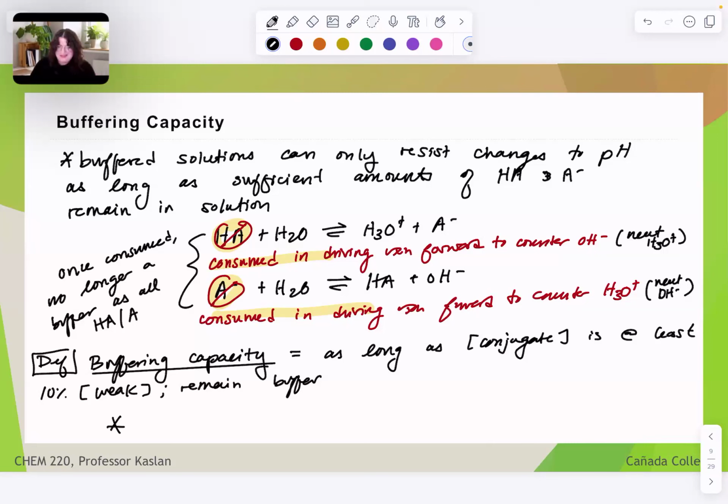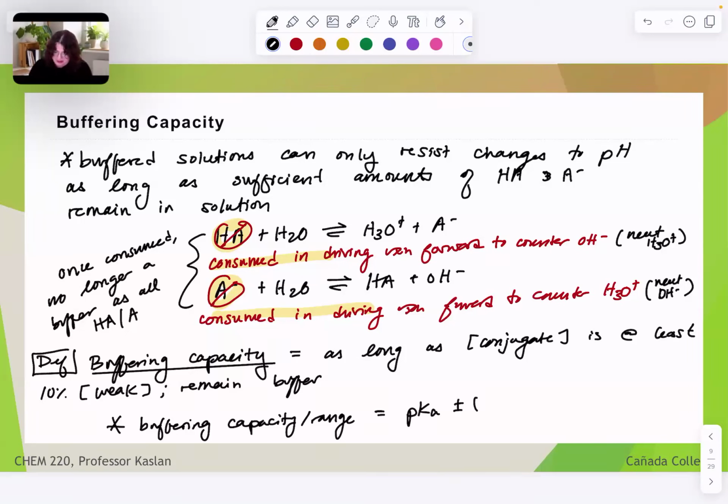And an even easier rule of thumb is that the buffering capacity, or the range at which we can expect to still be able to resist pH changes, is whatever the pKa of our weak acid was, plus or minus 1. So that will tell us the range at which our pH will remain constant.